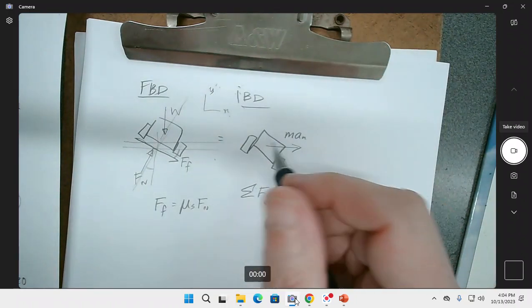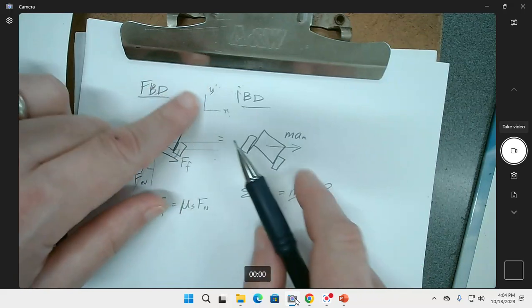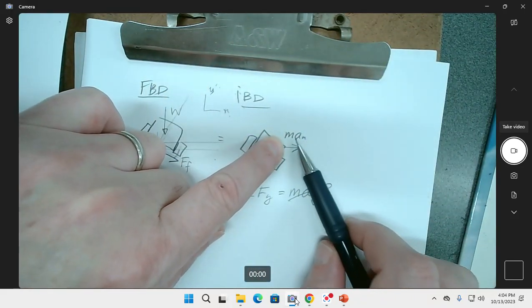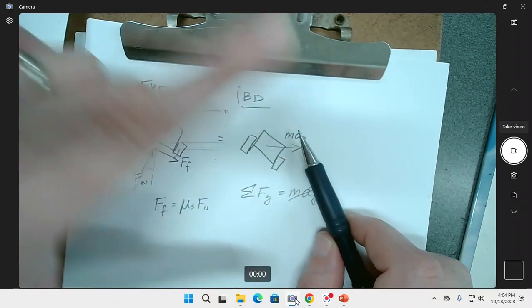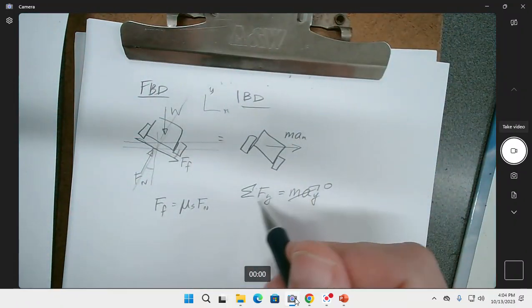Right? So that's got to be the way. Sometimes it's easier to tilt, but if you tilt it, you're going to have a component of the normal acceleration in that, and you don't want that. It's not going to kill you, but this will be better off.